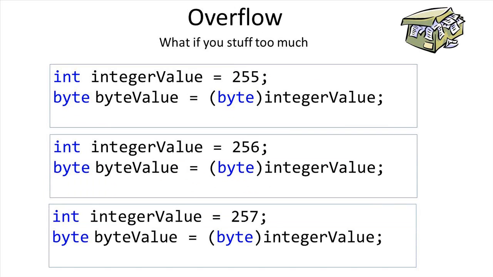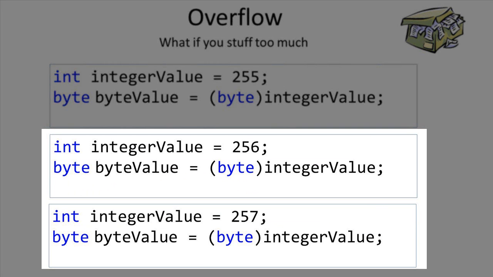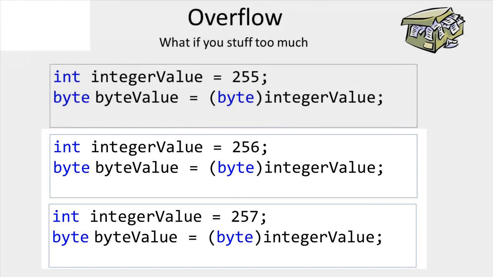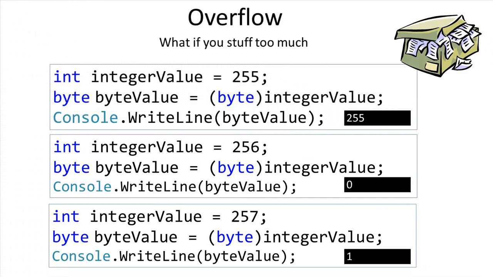To explain that, let's look at these three different statements. If you put an int as 255, it will just barely fit into the byte, so this typecast will work as expected. The 256 and the 257 will not fit into the byte. If you were to Console.WriteLine these results out, this first one would show up as 255. The second one would be 0. This last one, with 257, will turn into a 1. What's going on?